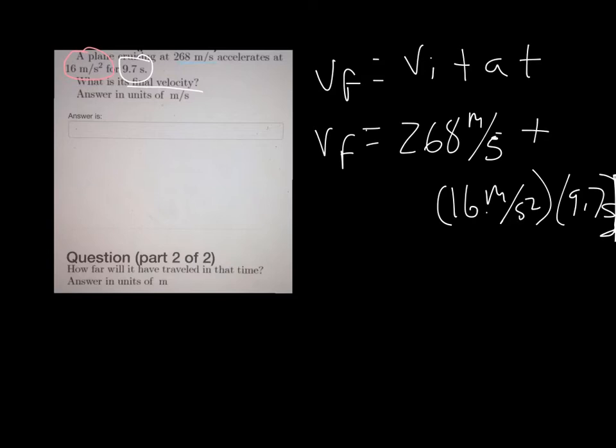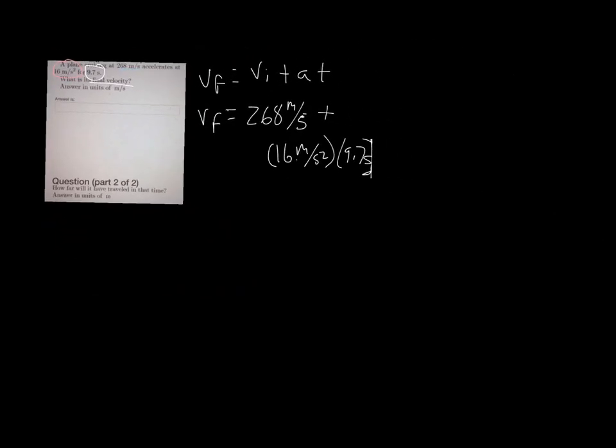So if I reduce this a little bit, we find out that VF is equal to 268 plus 16 times 9.7. We should have got an answer of 423.2 meters per second.